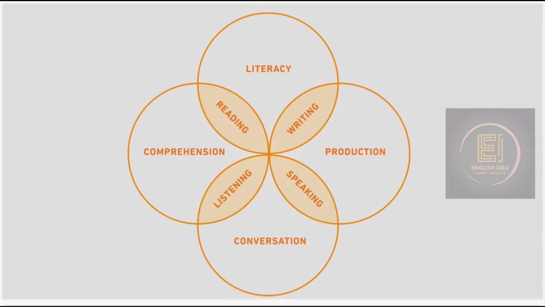On the screen, you can see the sub-scores and how Duolingo has set its scoring system. Literacy is marked by your reading and writing skills. Production is marked by your writing and speaking skills. Conversation is marked by your speaking and listening parts, while comprehension is marked by your listening and reading section. You see how each and every part is related to one another.